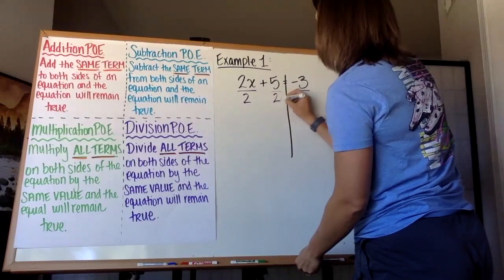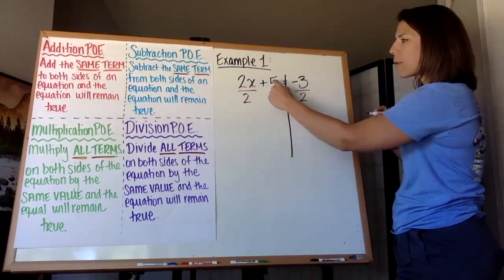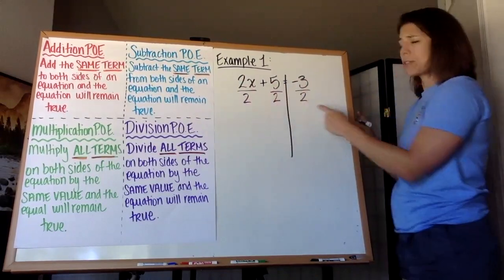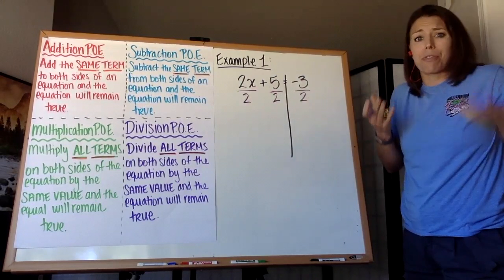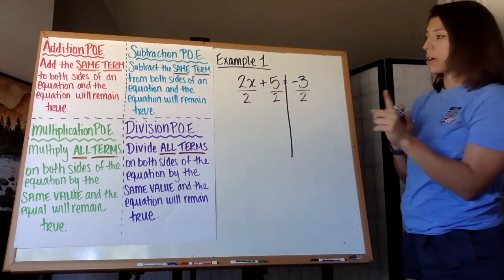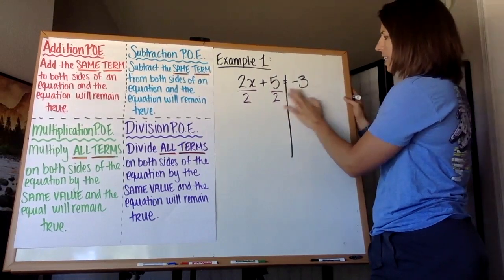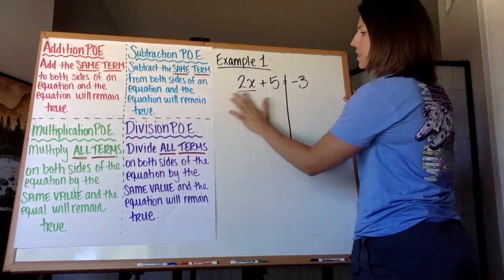So then, yeah, that's great. It gets rid of this 2, but now I have to do 5 divided by 2 and negative 3 divided by 2. And because those aren't divisible by 2, now I'm going to have to deal with fractions, which, by the way, still works. But most of us don't really like dealing with fractions, so I don't think division is the right idea.